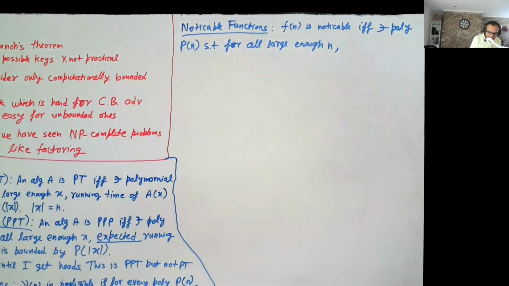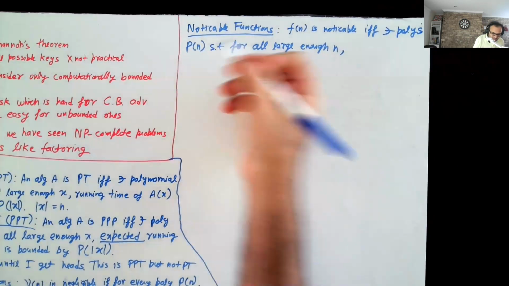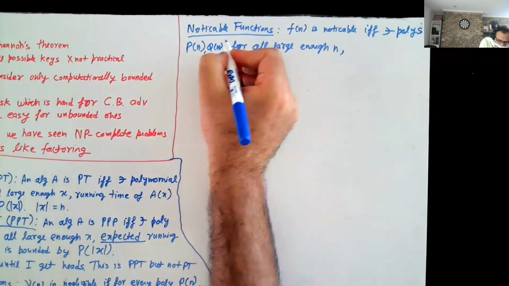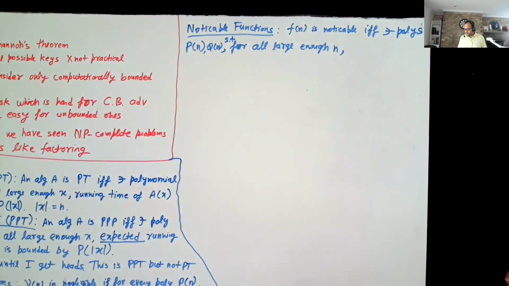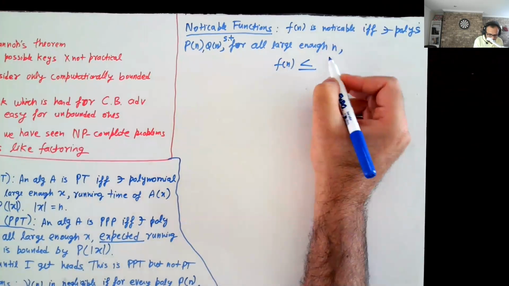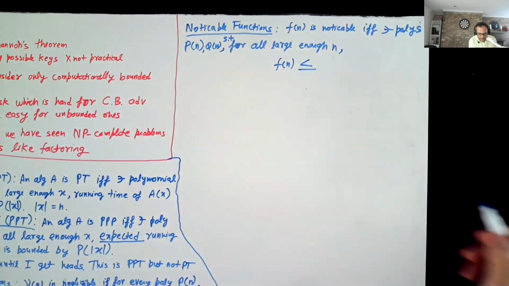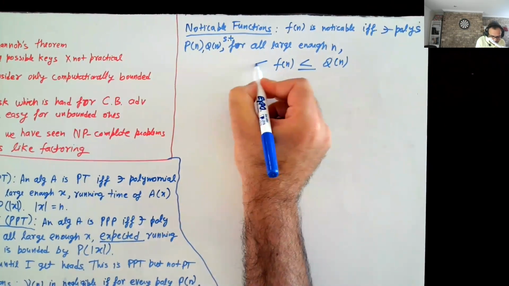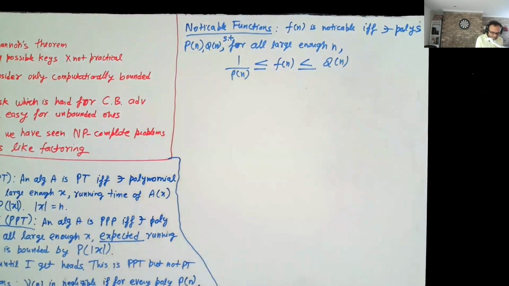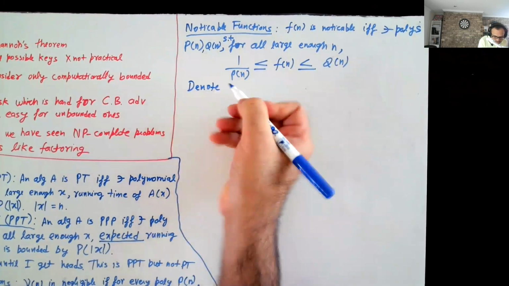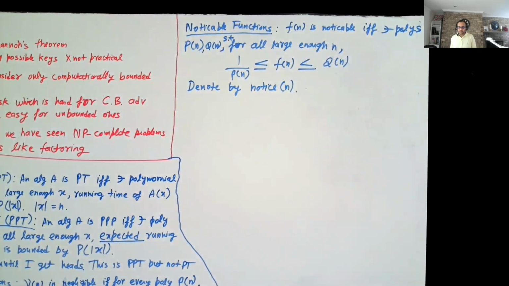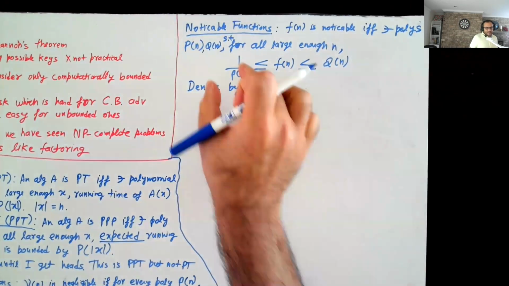actually there exist polynomials p of n and q of n, such that for all large enough n, this function f of n is less than or equal to q of n, but greater than or equal to 1 by p of n. And then we will denote these by notice of n. Okay, so they might be as large as a polynomial, and they might be as small as 1 by polynomial.